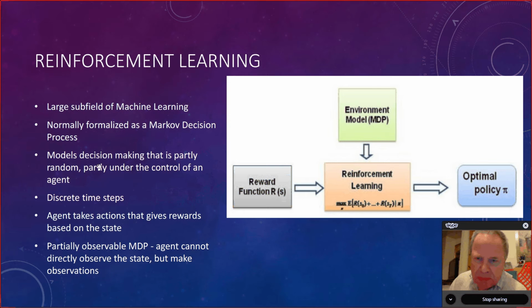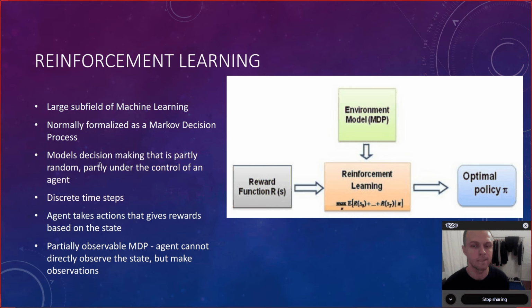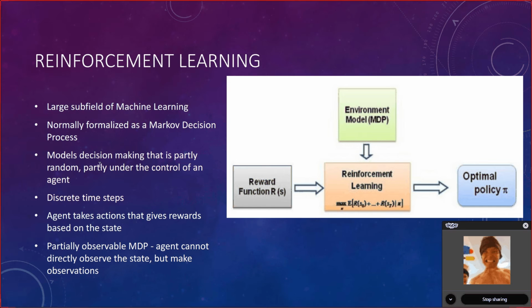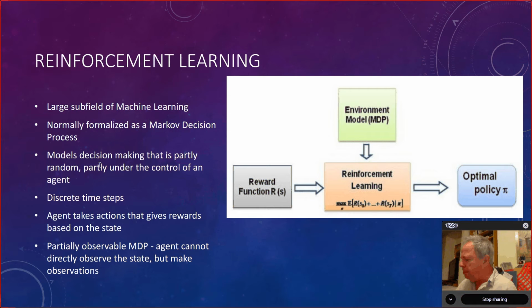Reinforcement learning is one of the key parts of machine learning, one of the subfields, and the goal is to make some good decision in artificial intelligence, and the way it's normally formalized is what is called a Markov decision process. A Markov decision process is useful when an agent is making some decisions where the outcome is partly random and partly under the control of the agent.